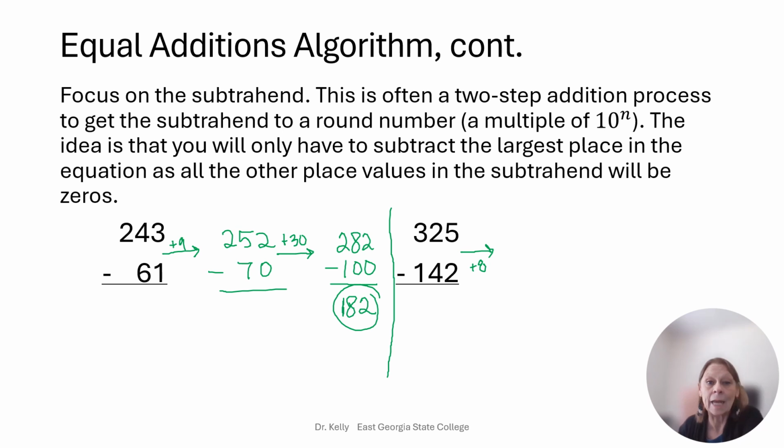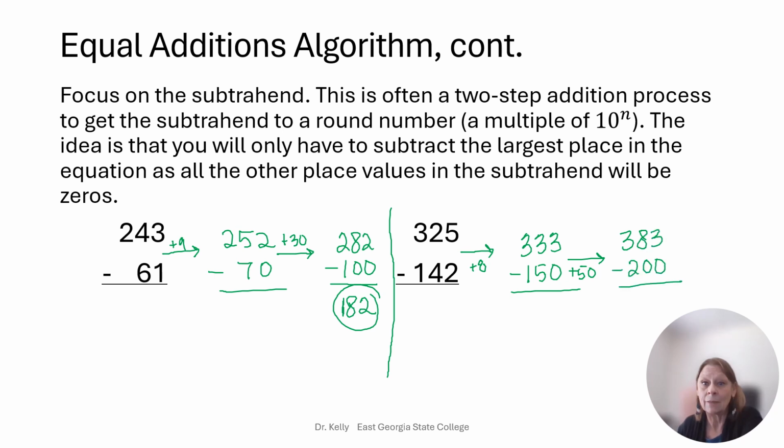Okay, when adding 8, this will become negative 150. Adding 8 up here, this becomes 308. Adding 8, 333. That's still not very pretty. We can add 50. This will give us 383, and that'll make this 200. And that makes it a whole lot easier.